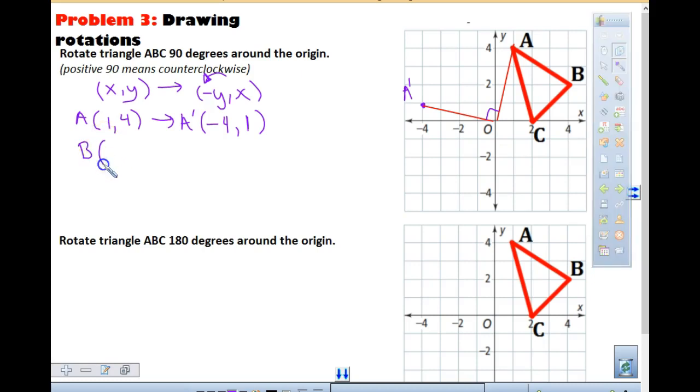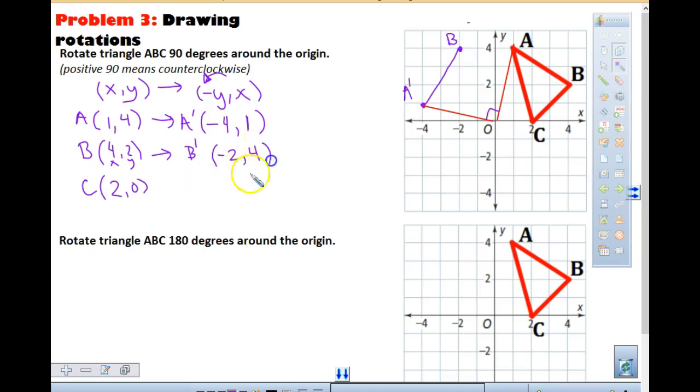So I'm now looking at B. Where is B located? B was located at (4, 2). Where is C located? C is located at (2, 0). We now want the new B prime. For the new B prime, switch the order. So this is my x, this is my y. It's going to be the opposite of y, negative 2 and 4. (-2, 4) is going to be my new B prime. I'm going to connect those two with a straight line.